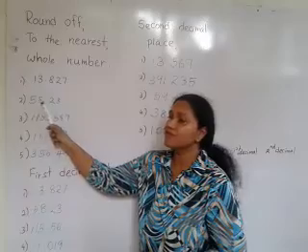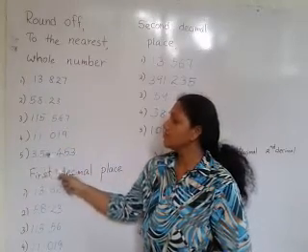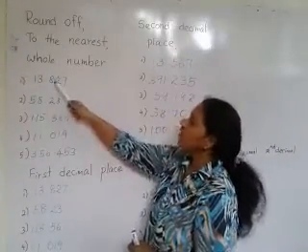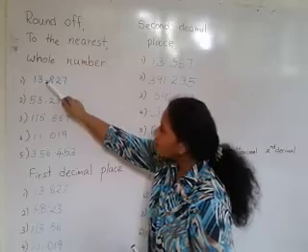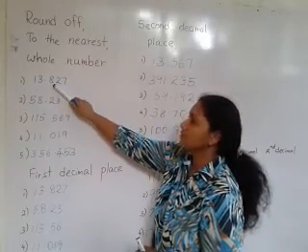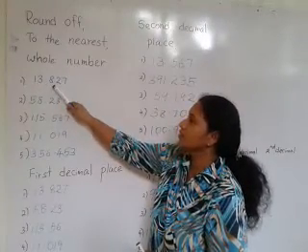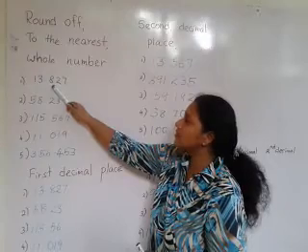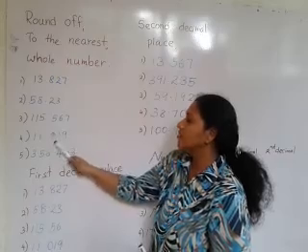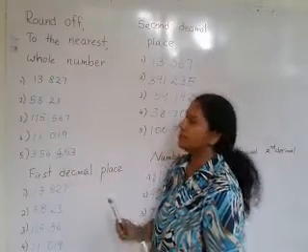Here the whole number is 58. Here 115. Here 11. Here 356. Those are the whole numbers. Now, after the decimal, the first number is called the first decimal. It is 8. 8 is the first decimal. 2 is the first decimal. 5 is the first decimal. 0 is the first decimal place. 4 is the first decimal number.